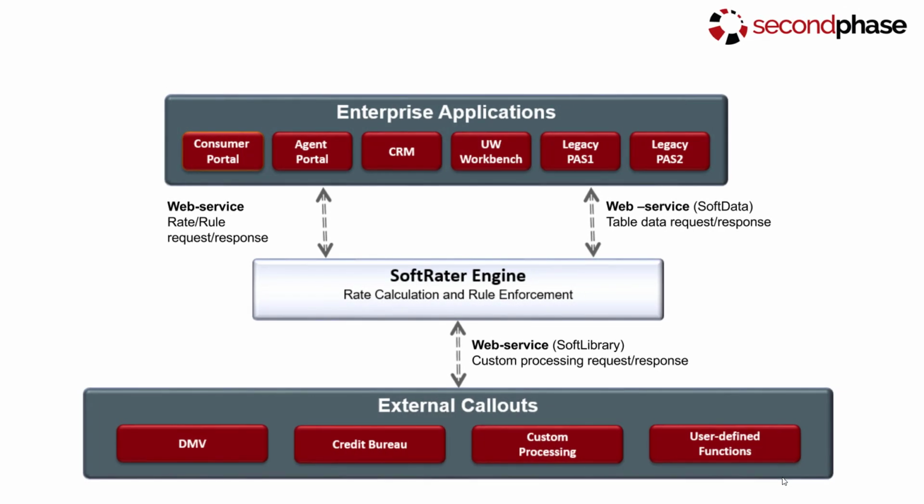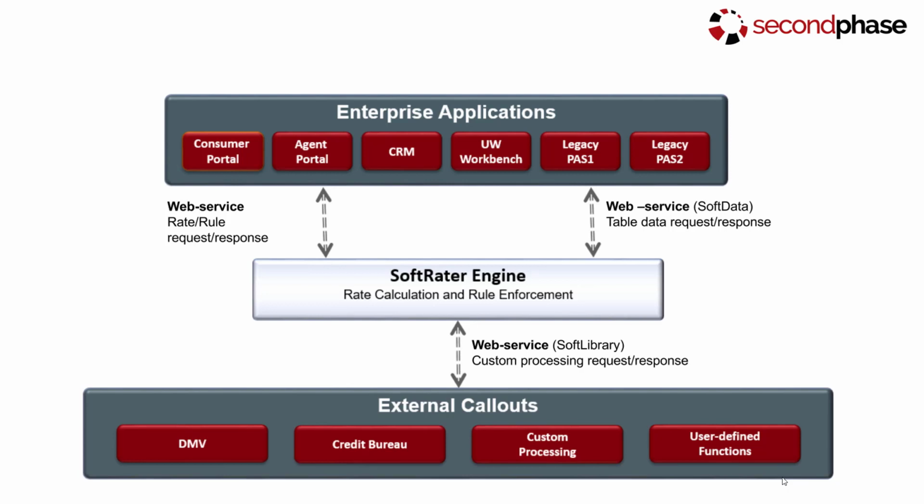All right, this slide here is depicting a SoftRater rating engine instance. Again, you'll probably have multiple instances set up for your various environments, but this is showing how your various enterprise applications can communicate with the SoftRater engine via web service. So you would send a rate or rules request via web service to the rating engine. And then the rating engine can also itself make an external call out to other services, such as a service for DMV and credit bureau.